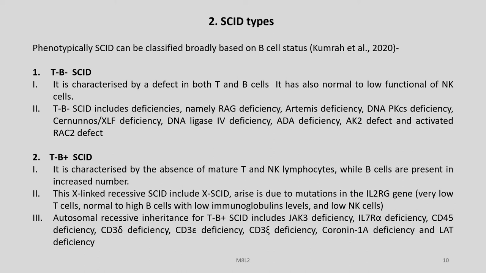The second type is T minus B plus SCID. It is characterized by the absence of T and NK lymphocytes, while B cells are present in increased numbers. The X-linked recessive SCID includes X-SCID and arises due to mutations in the IL2RG gene. Autosomal recessive inheritance of T minus B plus SCID includes JAK3 deficiency, IL7RA deficiency, CD45 deficiency, CD3 delta deficiency, CD3 epsilon deficiency, etc.